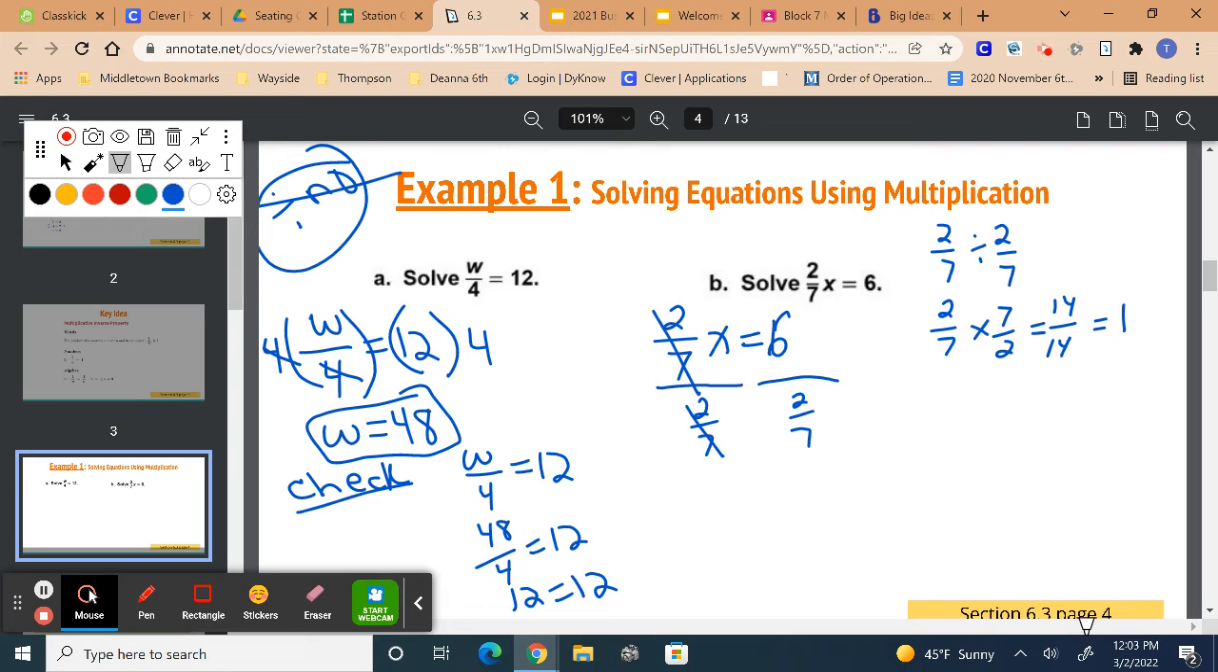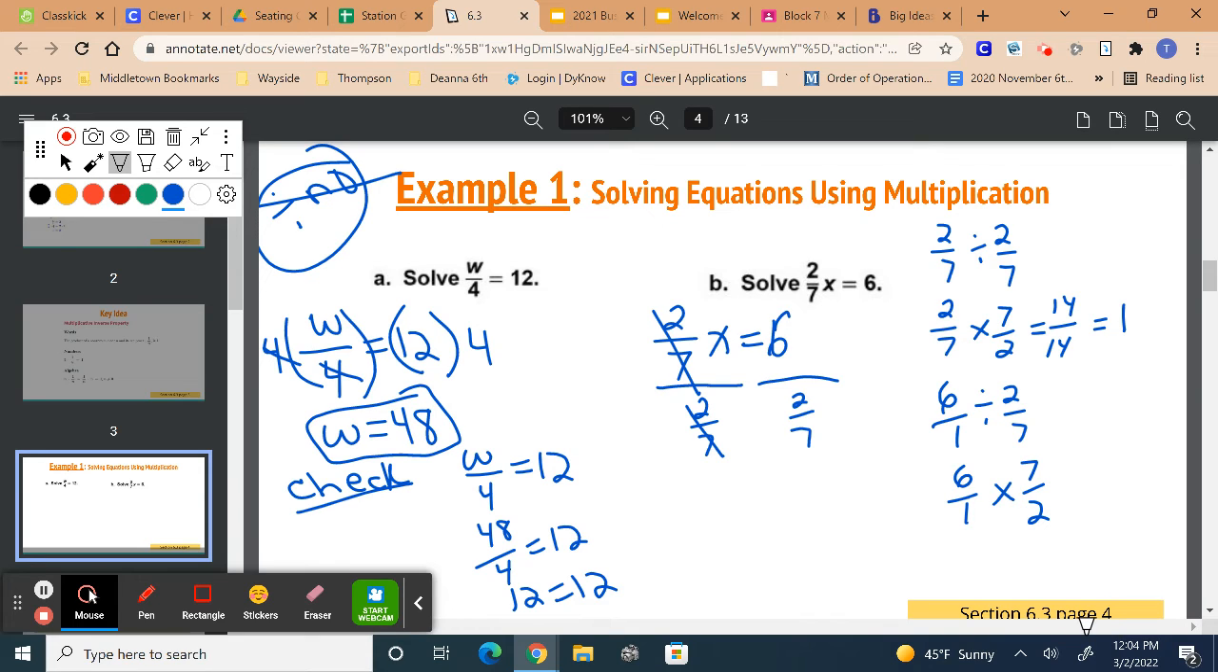Okay? Then when you come over here, you're doing 6 divided by 2/7. But what are you really doing? Mina? Yeah, so you're doing 6 over 1, then what? No, not 2/7. Right. Okay.